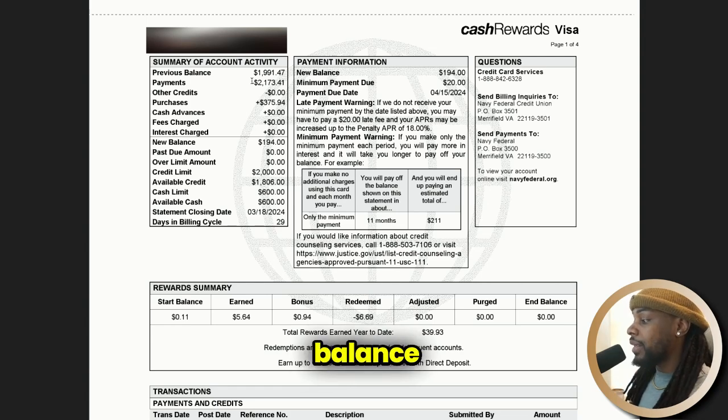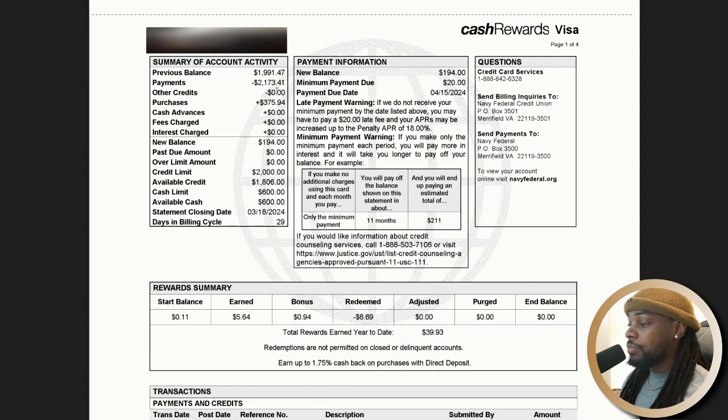So I had a previous balance of $1,991.47. Again, I did that intentionally and I left that balance there. As you can see, I immediately made a payment of $2,173.41 because I had some pending transactions during the cycle. I spent $375.94, which left me with a balance of $194, which made my utilization about 9%, closer to 10. And that was it. And then my score just goes back up.